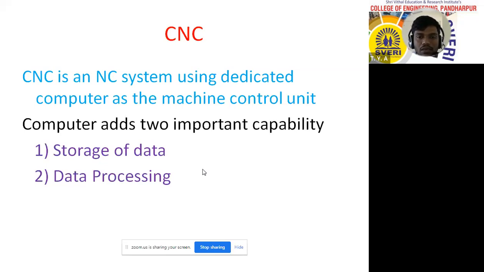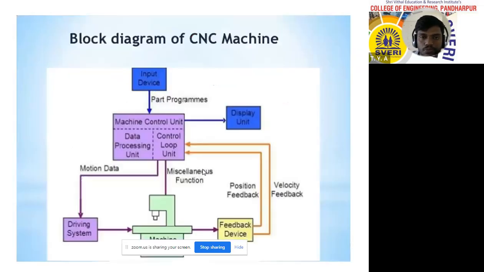Basically it has two important capabilities. First is the storage of data, and second is data processing. So first of all, we should ensure that whatever system you are using for your CNC machines must have storage capacity and data processing capacity. These two very important capabilities should be present in the computers for your current CNC technologies. That is the first point.